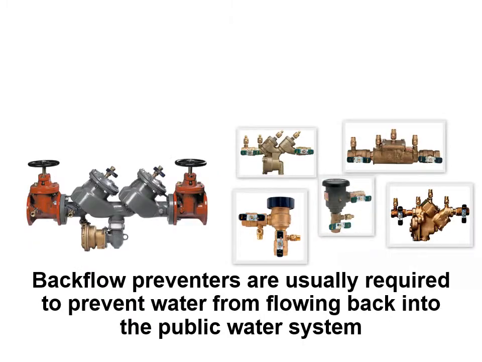Okay, the control valves are located between public water systems and private distribution systems. They can be used for pressure reducing, pressure sustaining, pressure relief, flow control, float valves, check valves. Backflow preventers are usually required to prevent water from flowing back into the public water system so we don't get cross-contaminated.